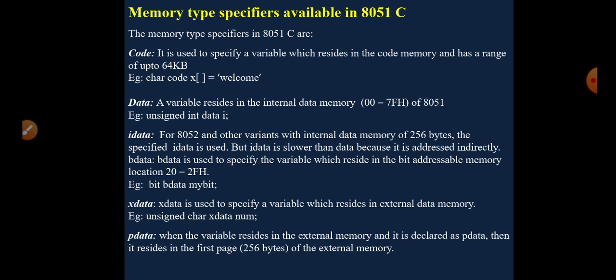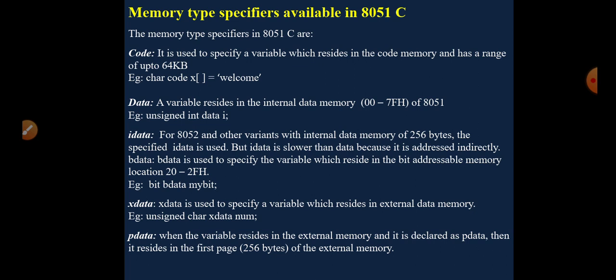Then we have the second specifier, data. In this case, the variable resides in the internal data memory, which has the address range from 00 to 7F of 8051. For example, unsigned int data I. In that case, I is a variable of type unsigned integer, right? And the variable which has been defined will be allotted a memory location in the internal data memory having the address from 00 to 7F.